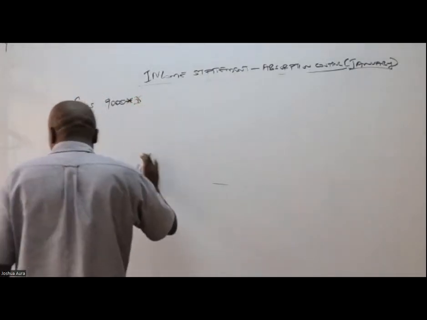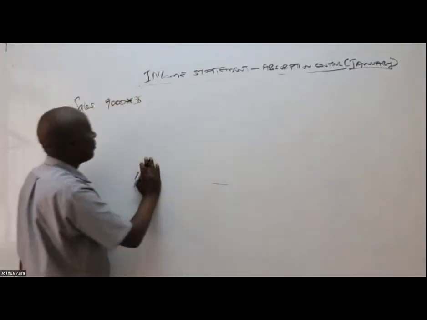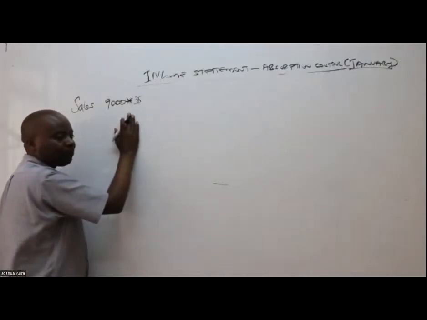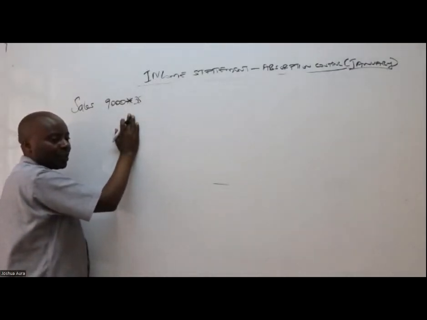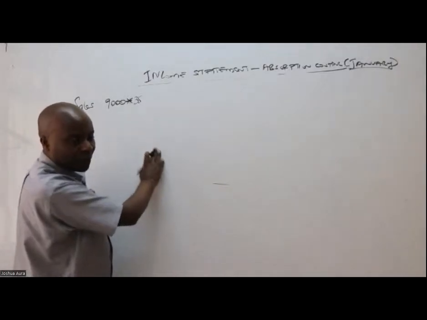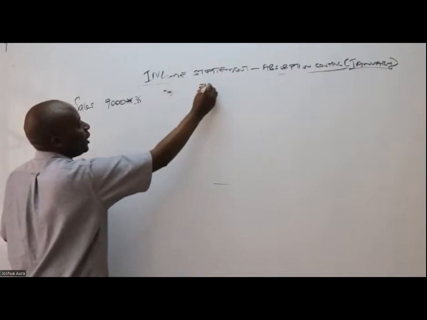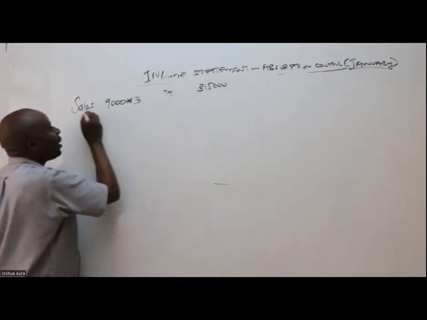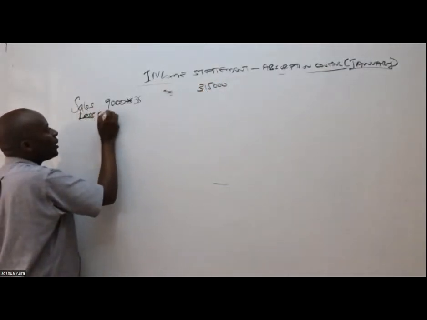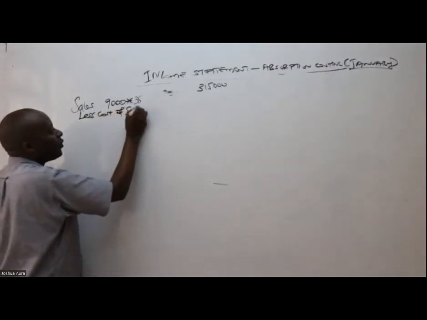Are you able to give me this figure, ladies and gentlemen? 9,000 times 35 gives us 315,000. From there will come under less cost of sales. So we less cost of sales.